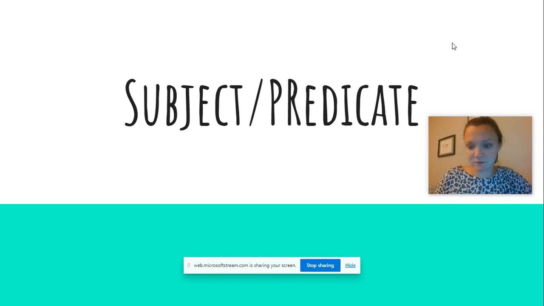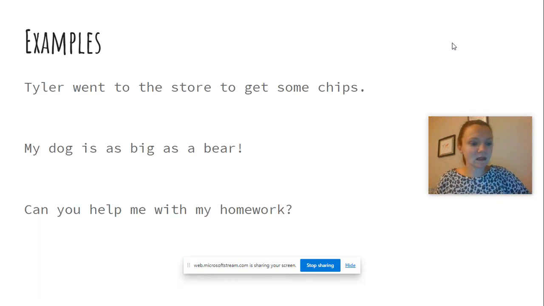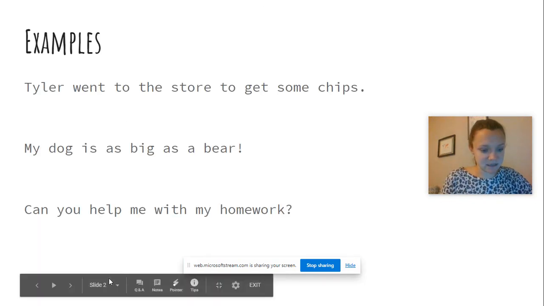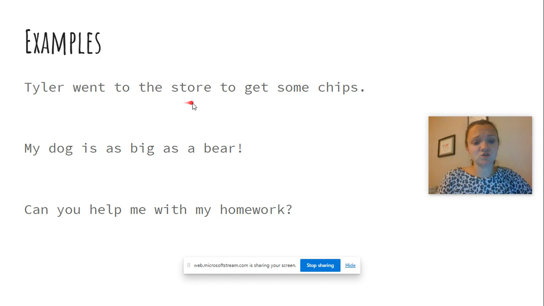Let's look at some examples of sentences. So the first one says, let me get my little pointer out. Tyler went to the store to get some chips. Wow. Tyler, I wish I were with you right now. Good. So, our sentence: Tyler went to the store to get some chips. We're looking for two things in this sentence, a subject and a predicate.